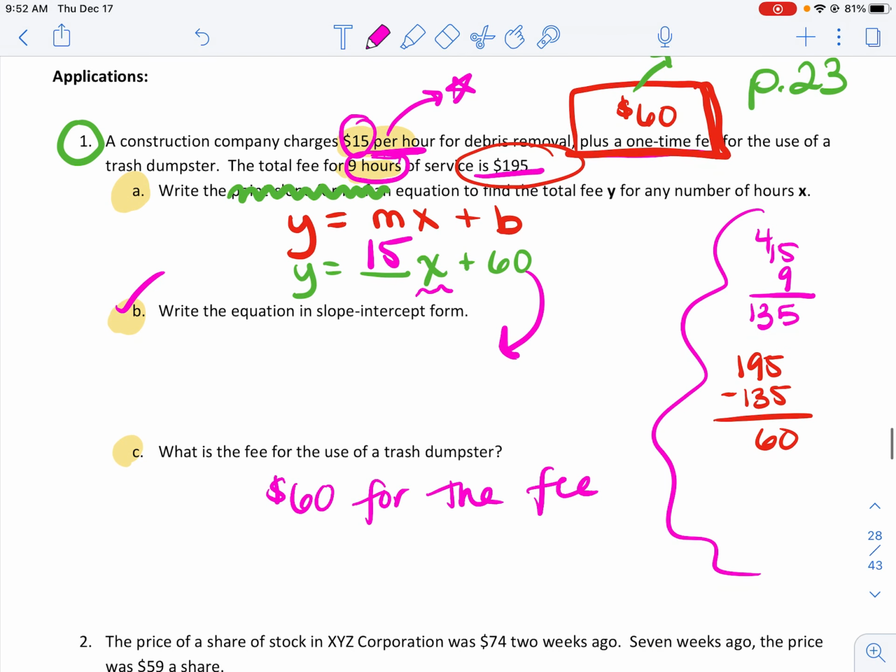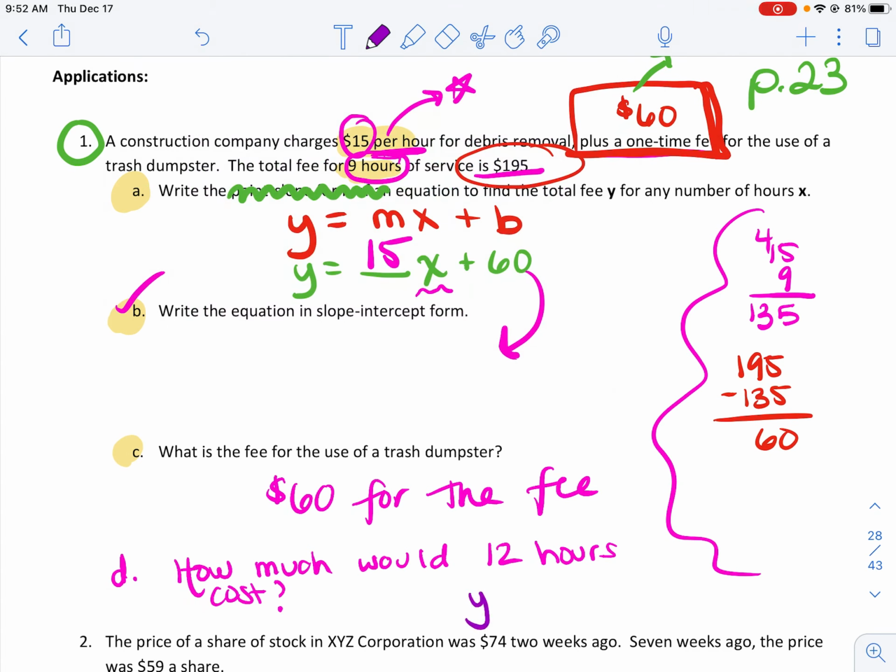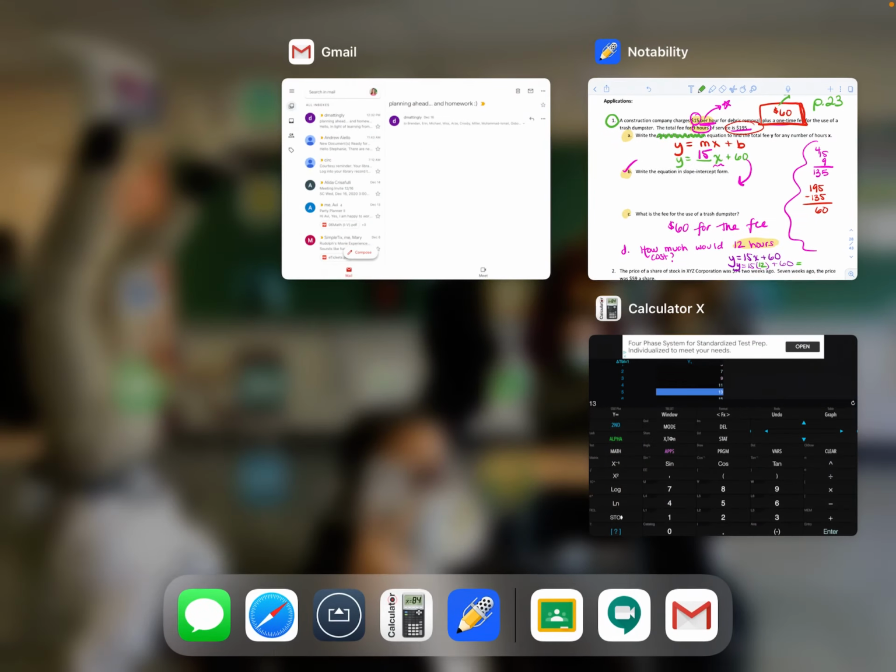Okay, and just to give you guys a clue of what maybe you might see, let's add in a question here. How much would 12 hours cost? Okay, so what can we do here? Well, we can use our equation we just did. y equals 15x plus 60. But instead of putting in 15, we can put in what? Well, let's put in our 12 hours here, and let's use our calculator to evaluate.